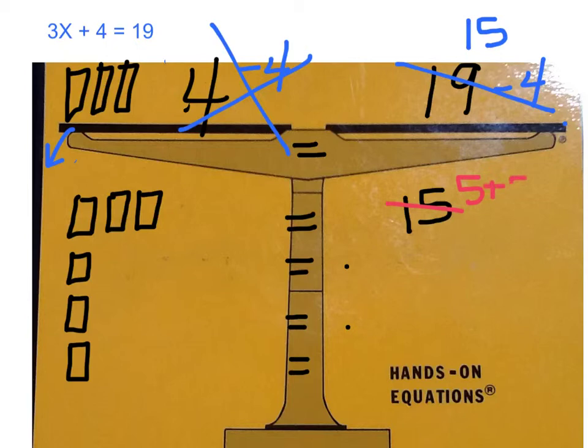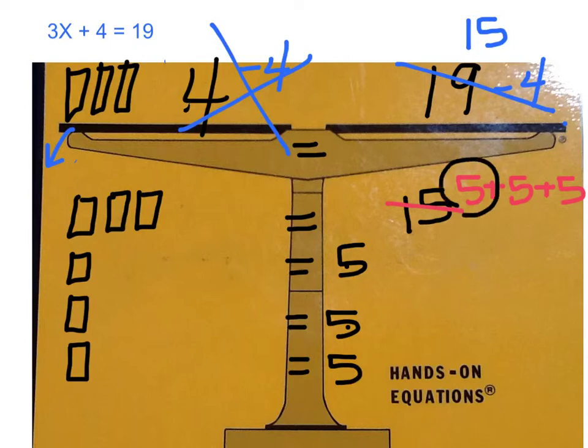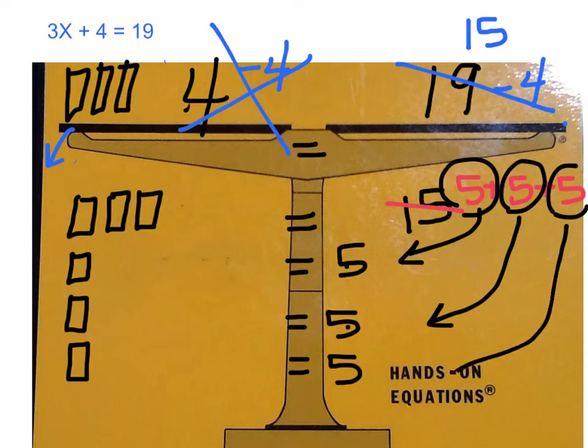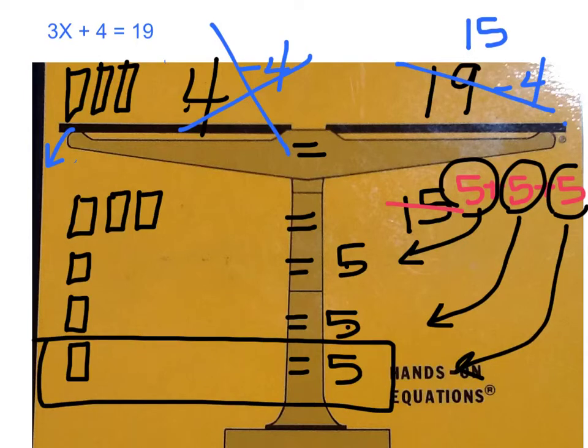But 15 is really 5 plus 5 plus 5. So when I break 15 into 3 groups, or I divide it by 3, I end up with 5 plus 5 plus 5. So that means that each of these x pieces is equal to 5, because these 5s can move into their own groups. And now I know that x is equal to 5. And what I want to do now is I want to check it. I want to make sure it's right.